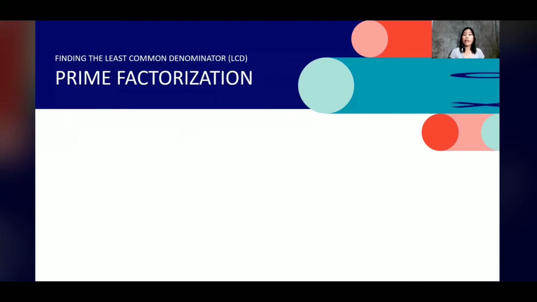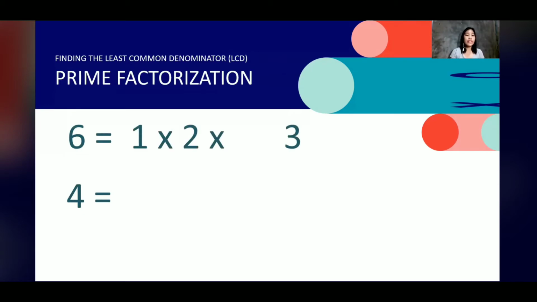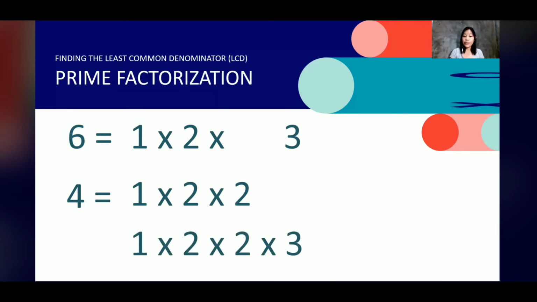If we are going to use prime factorization in getting the least common denominator of 6 and 4, this is how it goes. So the prime factors of 6 are 1 times 2 times 3. And 4 is 1 times 2 times 2. So we'll have 1 times 2 times 2 times 3. So 1 times 2 is 2 times 2, 4 times 3 will have 12. Again, you may just choose between the two methods, listing method and prime factorization, because you'll only get the same answer if you do both, all right?